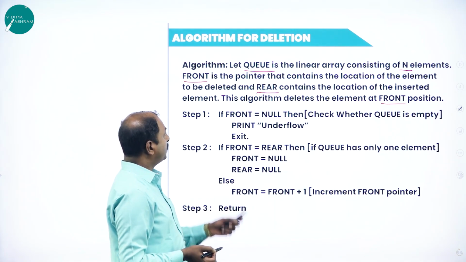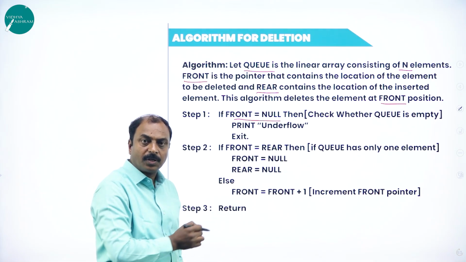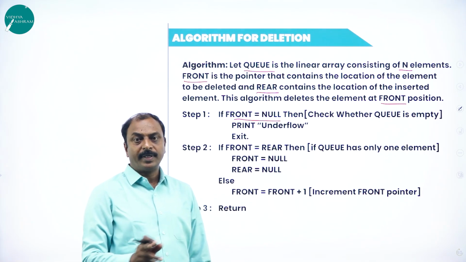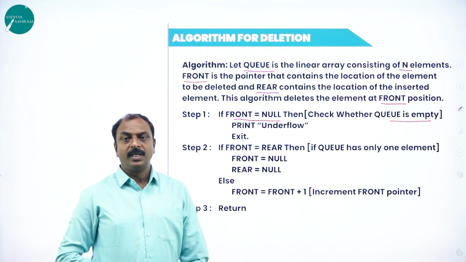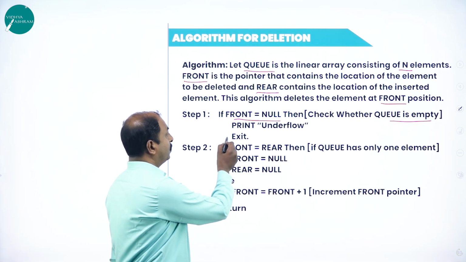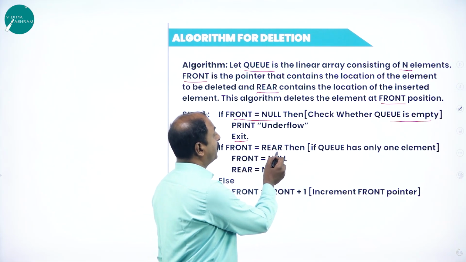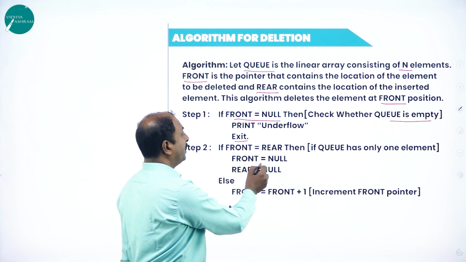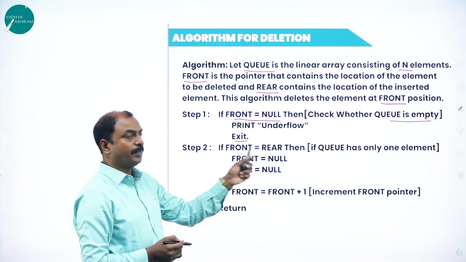Now let us see the algorithm. Step 1: if front equals null, as we have seen in the previous algorithm, then it is understood that there are no elements, meaning the queue is empty. Once the queue is empty, there is no question of removing any element from the queue, so we have to come out of this algorithm. Next, if front equals rear, meaning there is one element, then front equals null and rear equals null. This is the condition at the beginning.